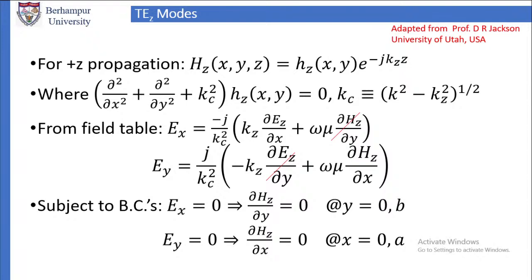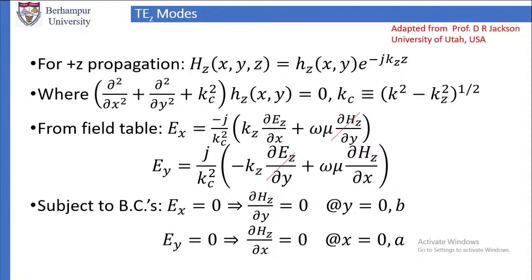Now here, this is satisfying the Helmholtz equation, which we have already seen in our introduction. It is of the form dou square by dou x square plus dou square by dou y square plus kc square operating on small hz is equal to 0, with kc square, by definition, equal to k square minus kz square, and kc is that to the power half.